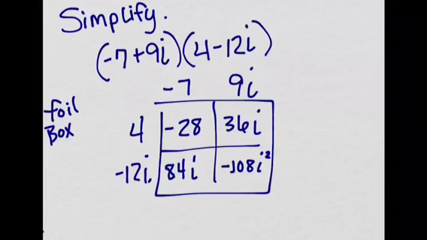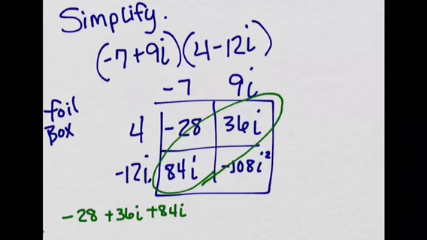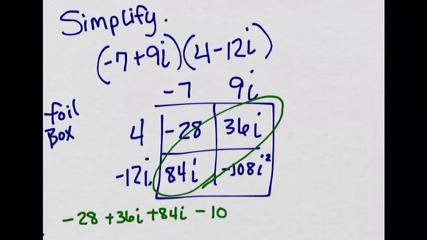I'm going to go ahead and rewrite this and pull all of these terms out of my box. I get a negative 28 plus a 36i plus an 84i. Those are going to be like terms. Okay, these normally in the box are like terms. And then I'm going to get a negative 108i squared. I know I'm going to have to put something in the i squared spot because I'm not allowed to have an i squared in my final answer. So what I'm going to do now is let you check your answer and then we'll continue on. Make sure you have those 4 terms.